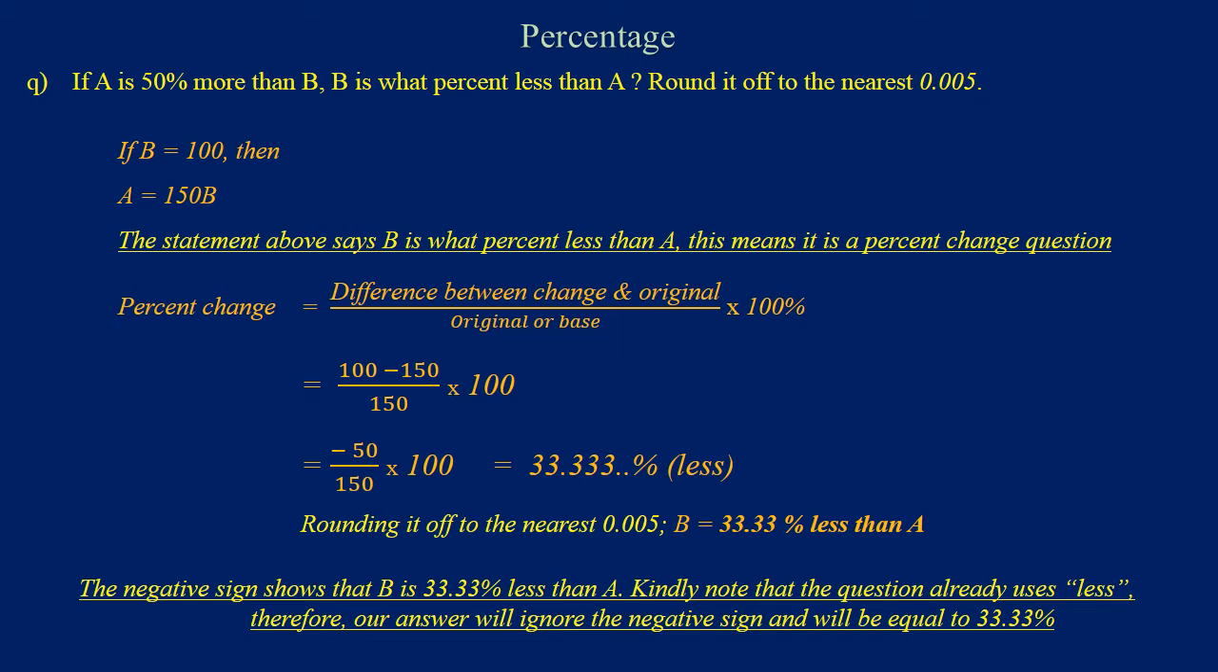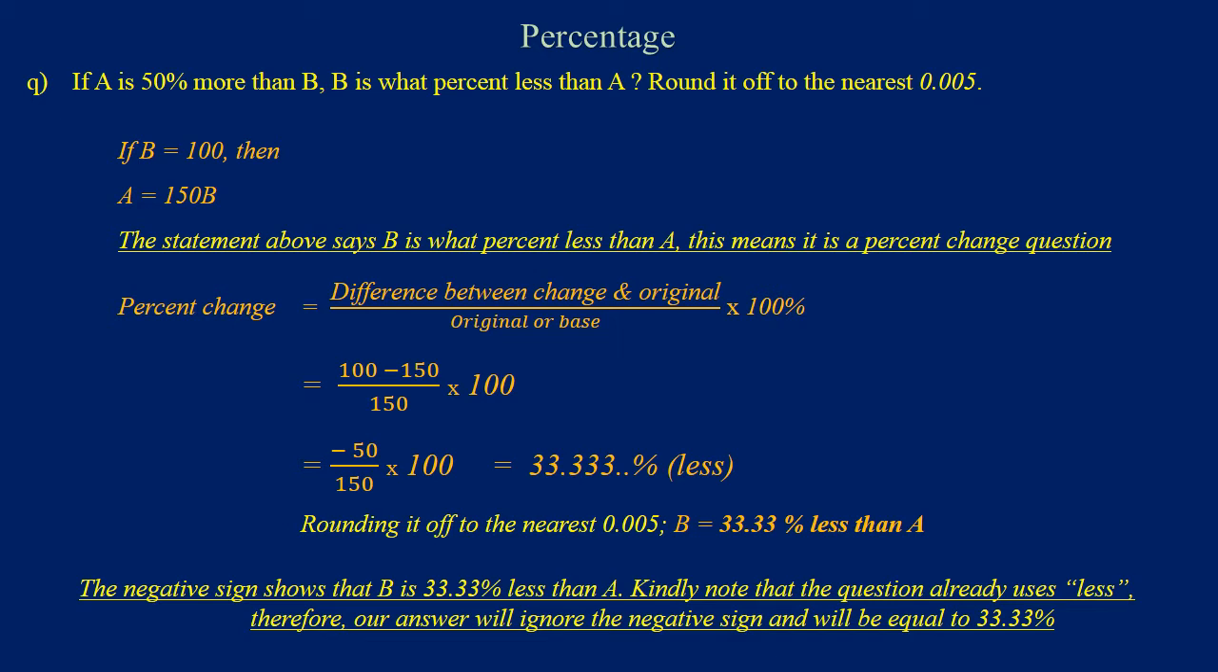And if we, the important thing is that we can write down the original and change values interchangeably in the formula, right? You don't need to worry much about where to write the original and where to write the change value. At the end of the day, what matters is how you simplify the question, how you conclude your answer, right? So our answer is going to be 33.33333% less, and rounding off our answer to the nearest 0.005, we're going to get 33.33%.